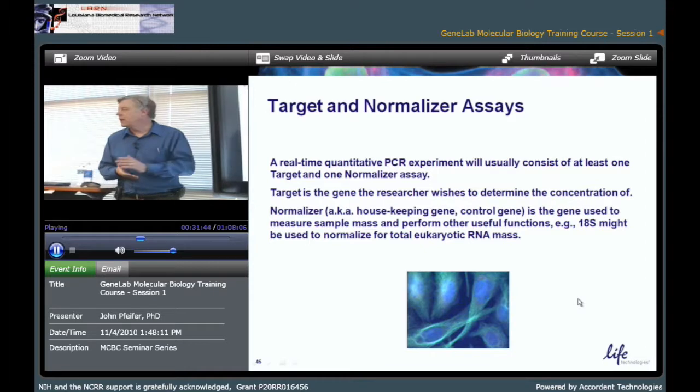As a good example, in gene expression, we'll use genes, perhaps you've heard of them, 18S, GAPDH, beta-actin. Some people use the term housekeeping gene to normalize based on sample mass, RNA mass in this case, and other useful functions.